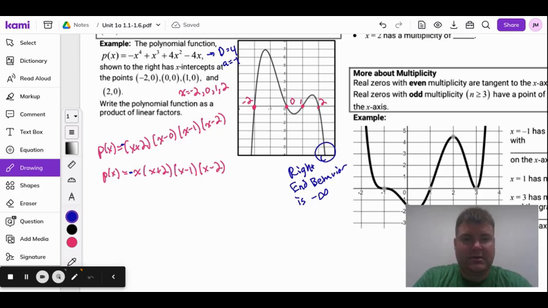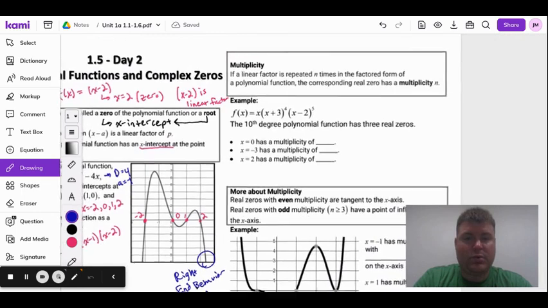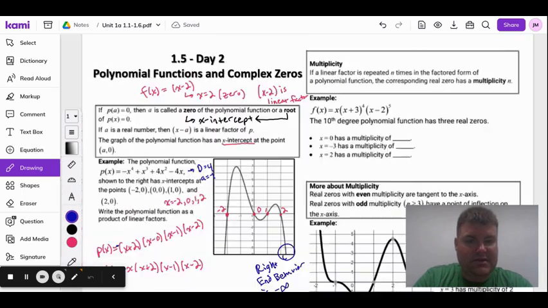Okay. Let's talk about multiplicity, which is going to build off of what we did in the previous set of notes.